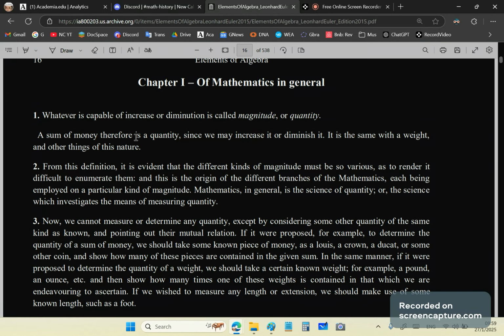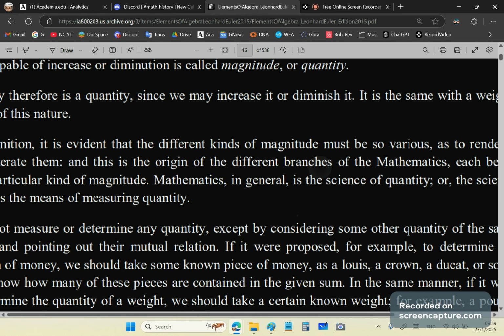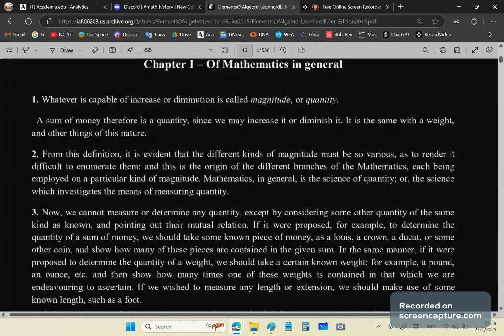He says, whatever is capable of increase or diminution is called magnitude or quantity. Now, if you think about that statement very carefully, you'll realize you can't have negative numbers, or zero even. So yes, we can modify that so that we can have negative numbers, make sense of negative numbers, and also of zero as a placeholder.